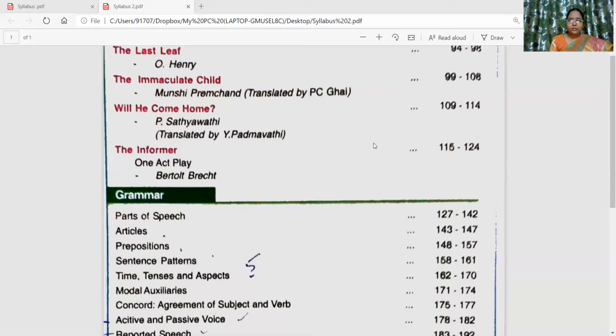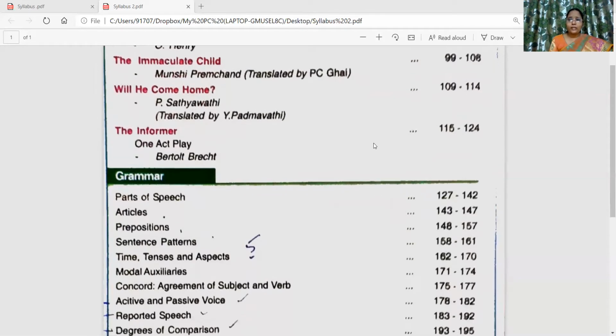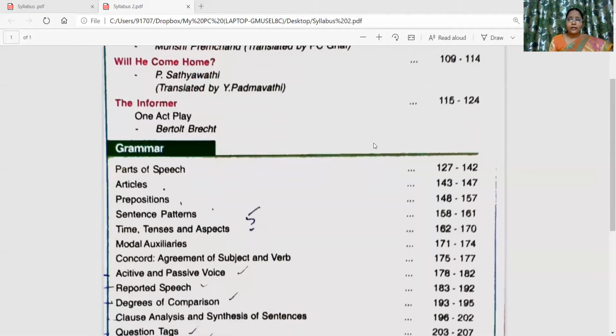Bertolt Brecht is the writer of this story, The Informer. It's a nice story of a mother, a father, and a young boy, and how they felt that their boy himself is an informer, and how they feel tense with the behavior of their boy. They misunderstood the behavior of their boy. So that is the story of The Informer. These are the 5 stories, students.